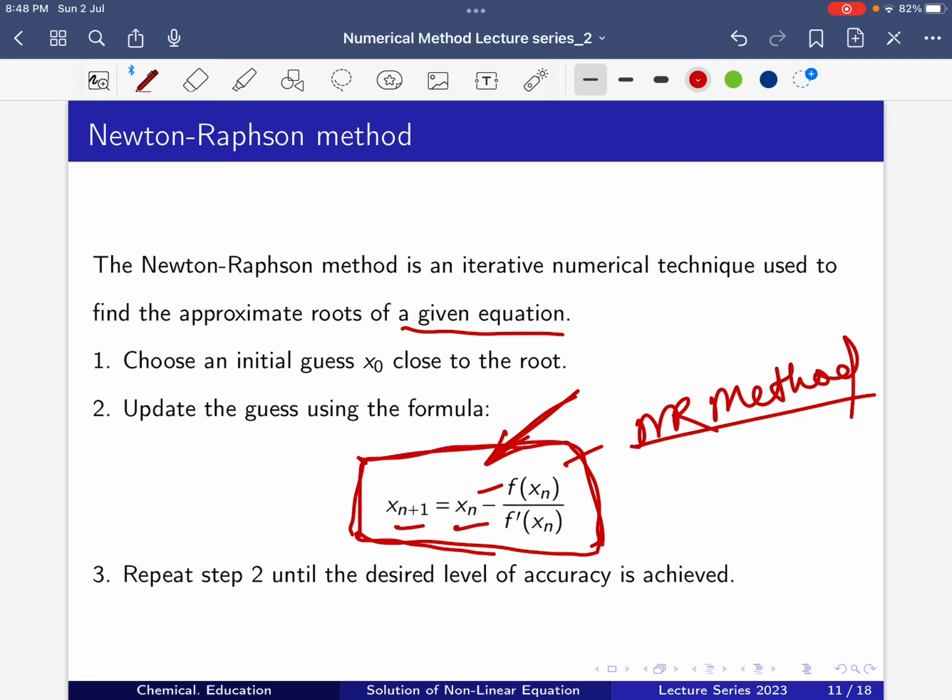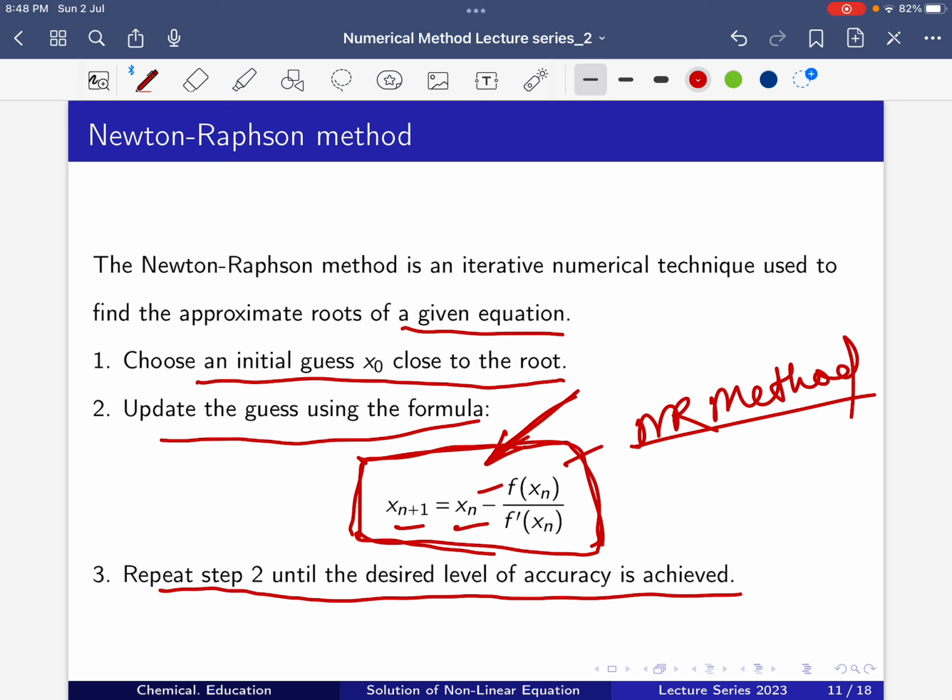Now how do we get the root of a nonlinear equation? First choose an initial guess x0 close to the root, then update the guess using the formula, and then repeat step 2 until the desired accuracy level is achieved. Now I'll show you how to implement this formula.